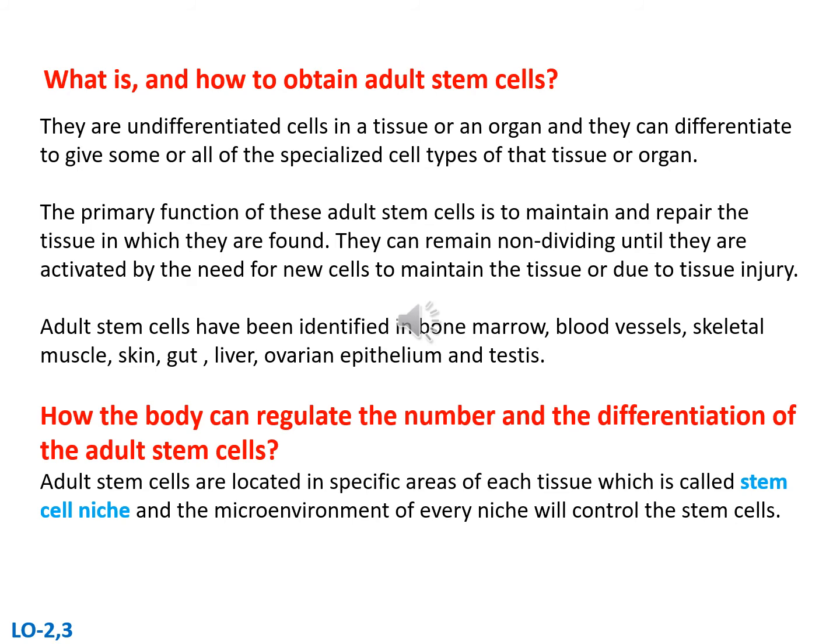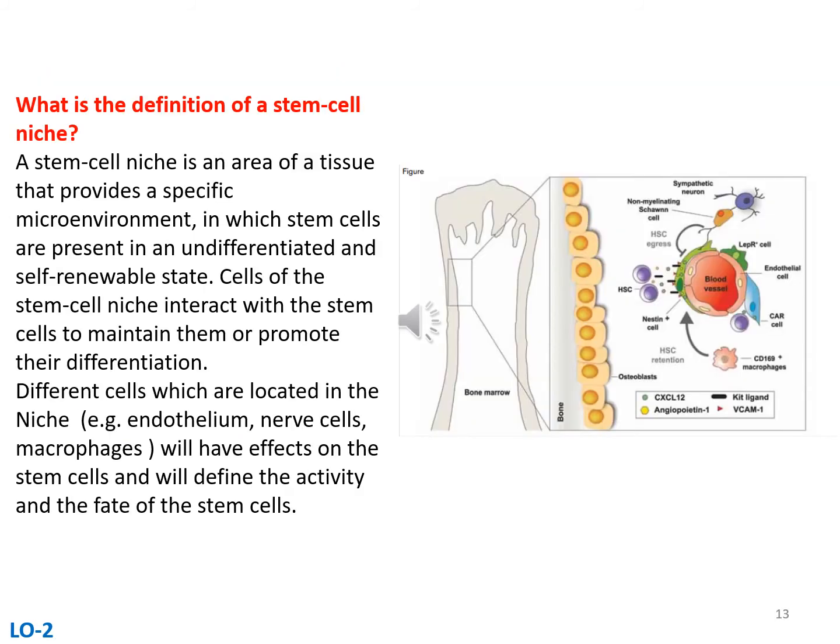The adult stem cells have been identified in bone marrow, blood cells, skeletal muscle, skin, gut, liver, ovarian epithelium, and testes. So how can you regulate the number and the differentiation of these adult stem cells? These adult stem cells are located in specific areas of each tissue, which is called the stem cell niche, and the microenvironment of each niche will control the stem cells. So what is this stem cell niche?